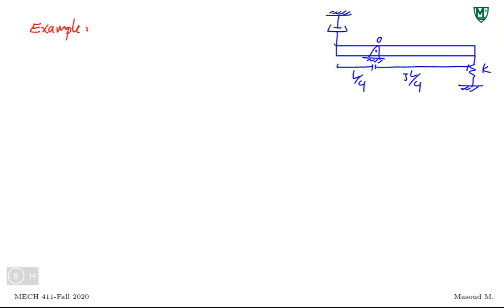Anything else I'm missing? So this is the mass, this is M. Find the equation of motion for small oscillations about point O. Let's call this point O here.